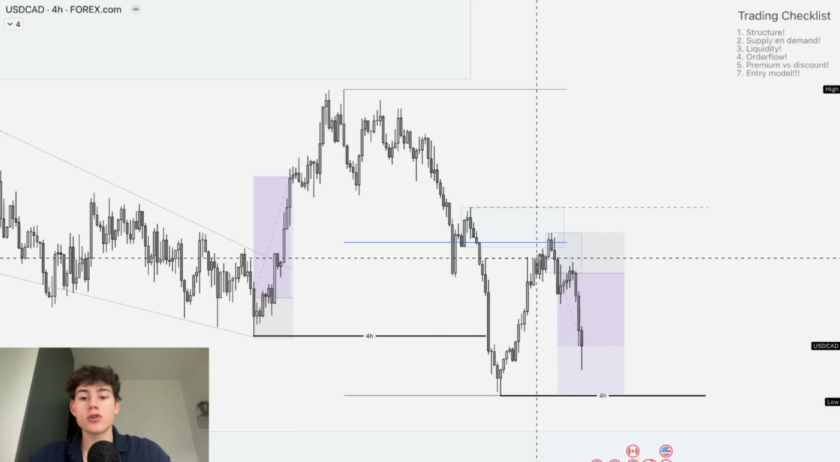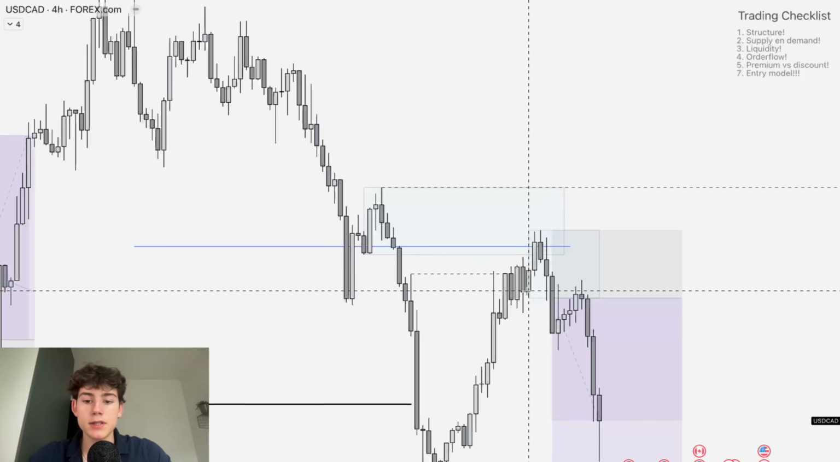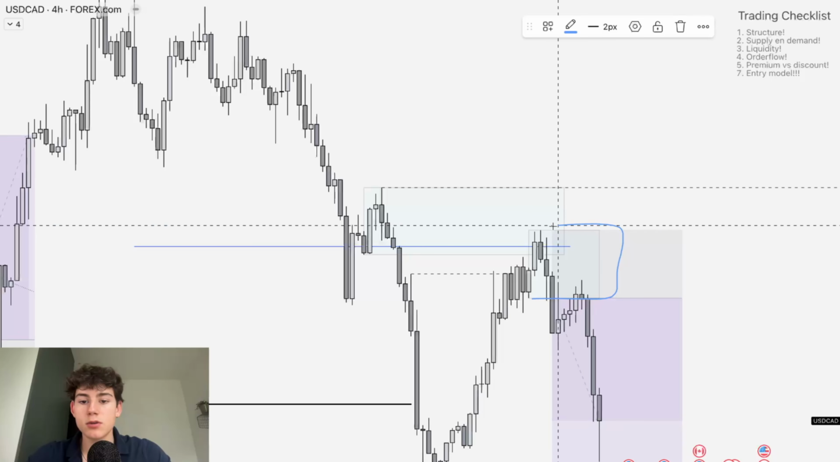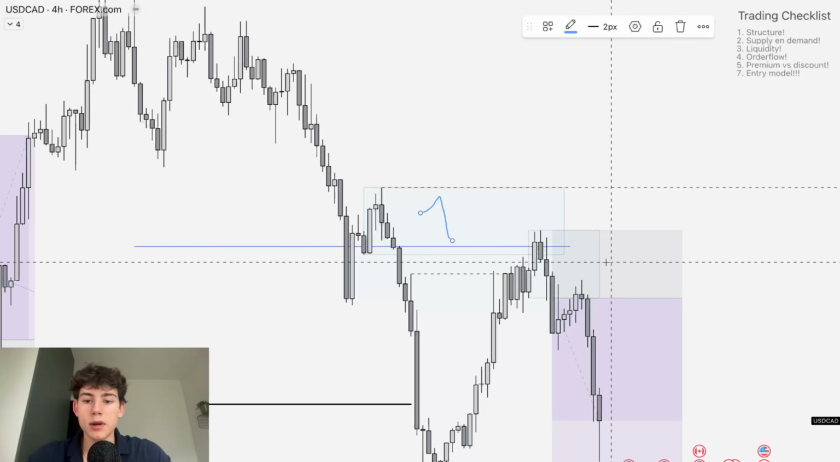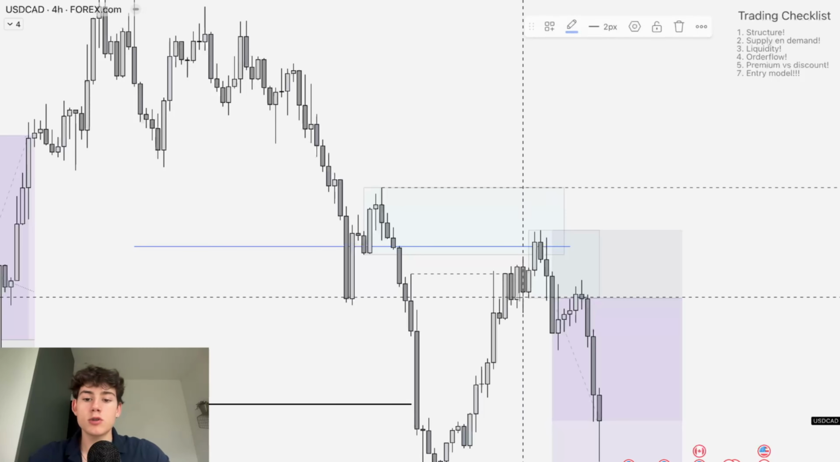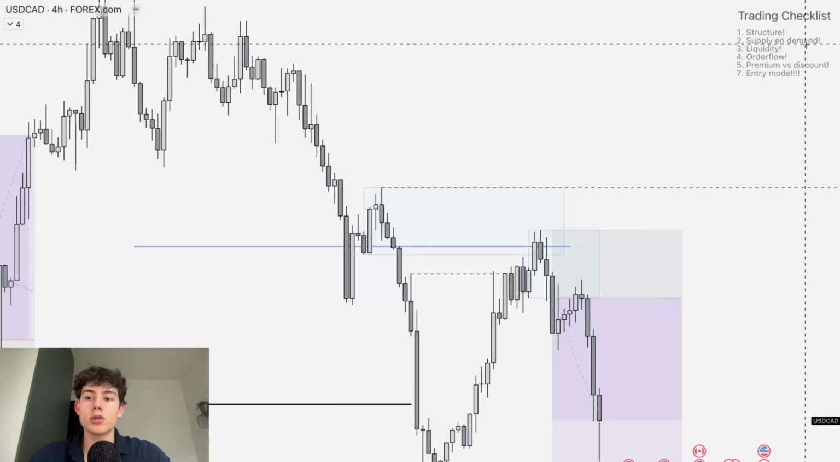So we needed another supply to be created, which happened after this fractal break over here. We broke this high, we broke this low then again, and then we created a new supply zone. So what is this? One supply and a second supply. This is order flow because it's a chain of multiple supply zones. Once we broke this low, we had another supply zone, and we also could check off order flow of our checklist. Then we have the last one, premium versus discount.